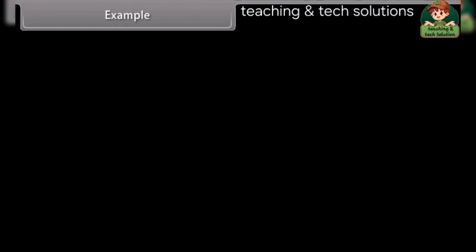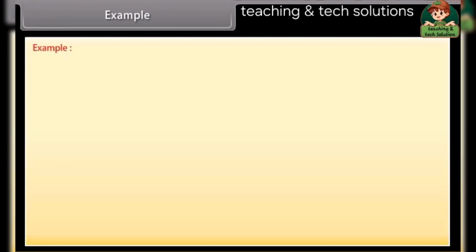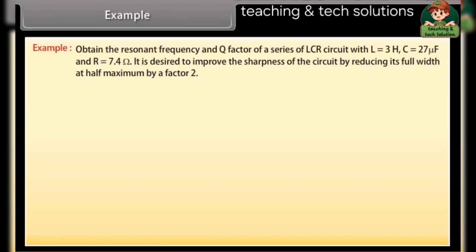Example. Let's take an example of resonance in LCR circuit. Obtain the resonant frequency and Q factor of a series LCR circuit with L equal to 3 henry, C equal to 27 microfarad and R equal to 7.4 ohm. It is desired to improve the sharpness of the circuit by reducing its full width at half maximum by a factor 2. Let's see the solution.